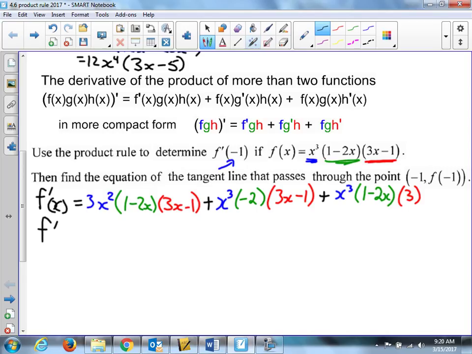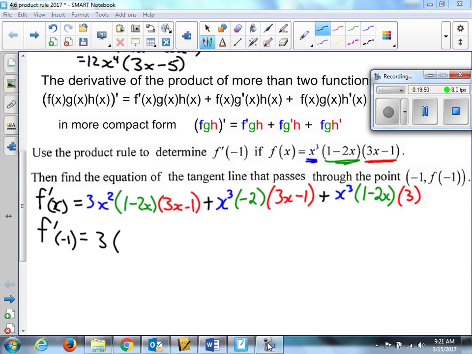F prime of -1. Now, you might do a lot of this math in your head. So let's just go through here. 3 times -1 squared is 3. 1 minus 2 times -1. Okay, I'm waiting. I'll play this game. So you do yours, I'll do mine.